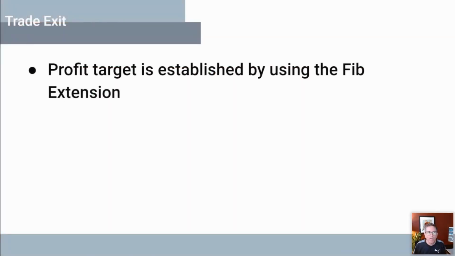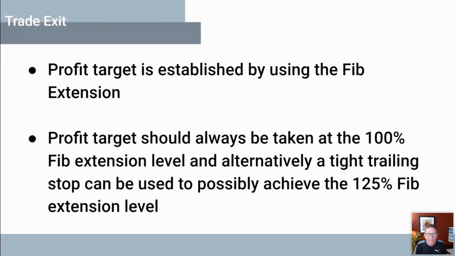Okay, let's talk about the exit. The profit target is established by using the fib extension. You want to take it at the 100 level. Alternatively, what I do a lot of times is, once I hit the 100, it's very typical that it'll fall back, because a lot of traders are using the same patterns that we are. They'll close out the trade, and that's where you see the position going. If you're in a strong bull market, it'll go down and then go to the 125 level a lot of times, and even to the 161 level if the market is really, really strong.